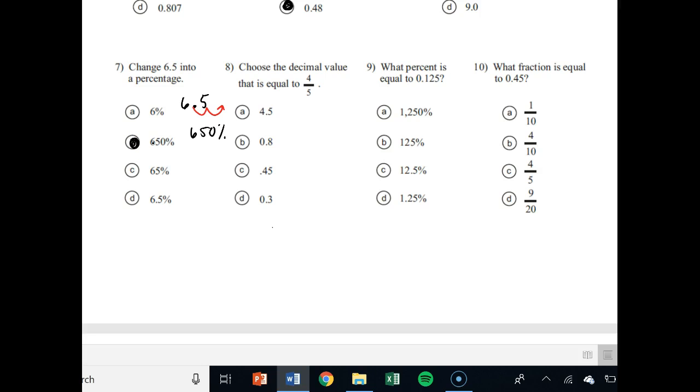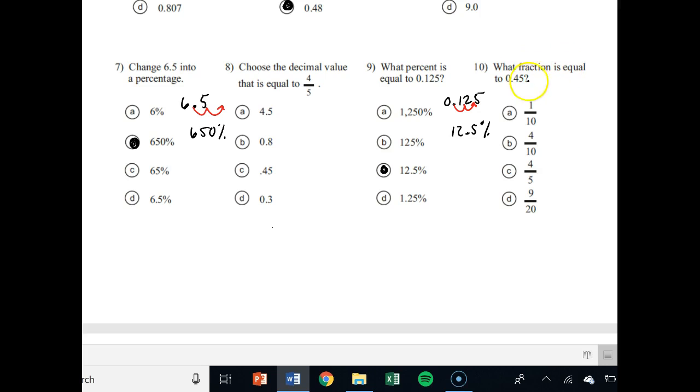Number 9, what percent is equal to 0.125? Again, I just write down my decimal, 0.125. And from the decimal, I'm going to swoop 2 times to the right, once, twice, and it ends up being 12.5%. Again, that makes sense because I don't even have 1 whole, so there's no way I could be over 100%, right?